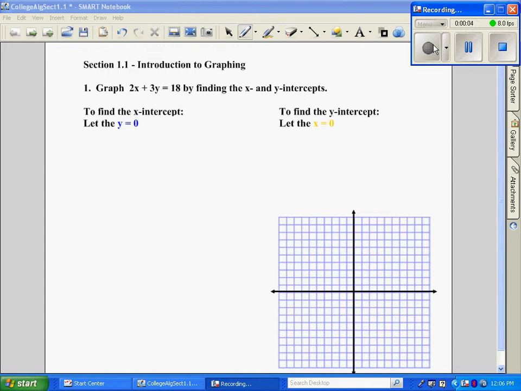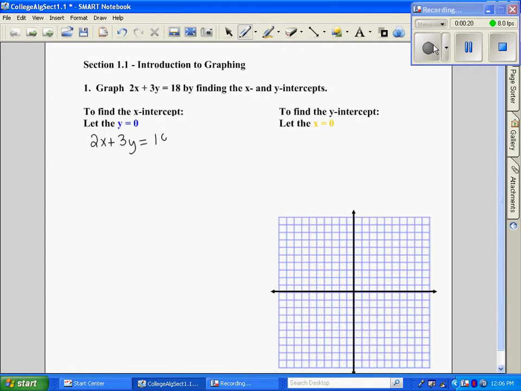Section 1.1 is an introduction to graphing. We're going to graph 2x plus 3y equals 18 by finding x and y intercepts. To find the x-intercept, we're going to let y equal 0. So I take the original equation, 2x plus 3y equals 18, and everywhere y is at, I'm going to substitute a 0.